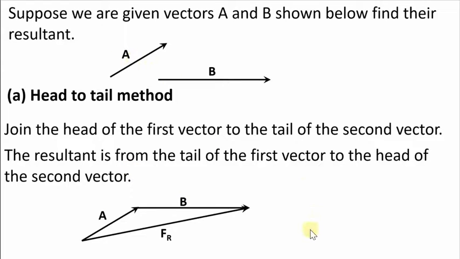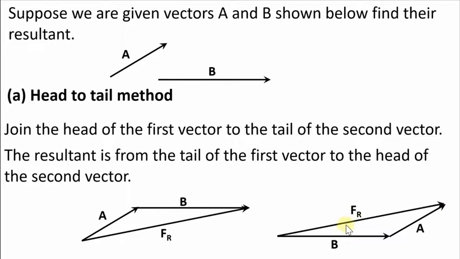We get the vector B as it is, then we get this vector and put its tail at the head of B, the way it is. Then you draw a line from the tail to the head. So that line also represents the resultant vector. This is the resultant vector that we need to know.